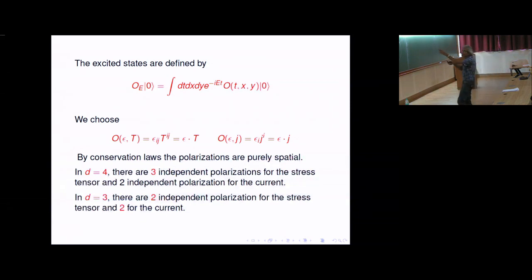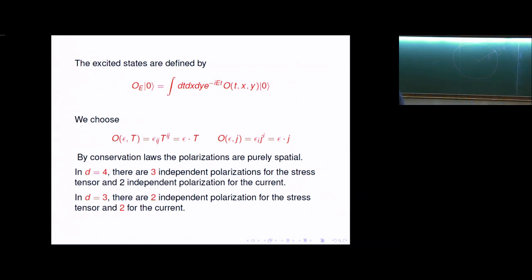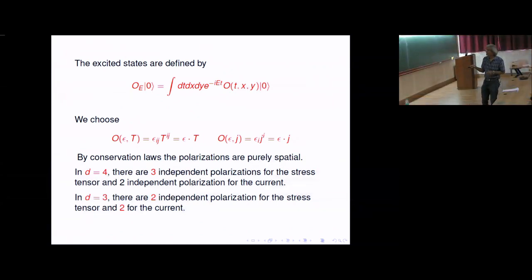And by the conservation law of the operator you're inserting, there are actually 3 independent polarizations for the stress tensor. In fact, they should be spatial, and because they are traceless, you can use that to show there are 3 independent polarizations. And remember, there is one specific direction already chosen, and everything is measured from there. And in d equals 3, there are 2 independent polarizations, and 2 for the current.